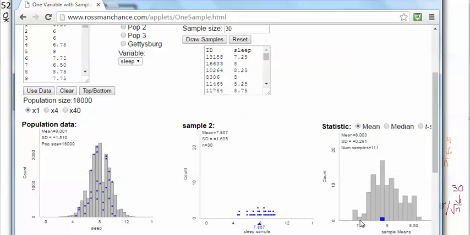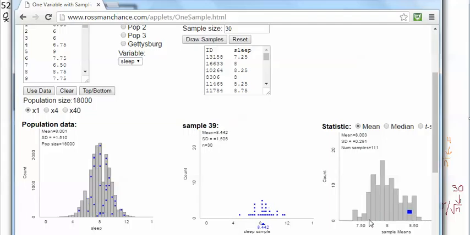So, for example, this is 8.5. Here's one group of 30 people that has a mean of 8.5. Well, maybe 8.4. Here's one group of 30 people that has a mean of 8.4. Here's a different group of 30 people that has a mean of 8.4. And here's another group of 30 people that has a mean of 8.4.